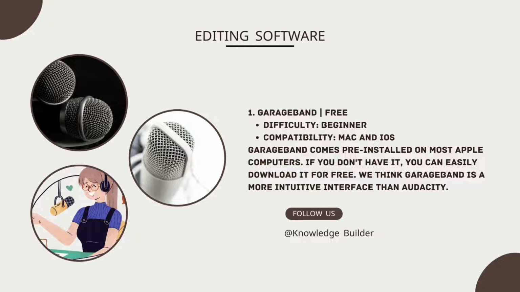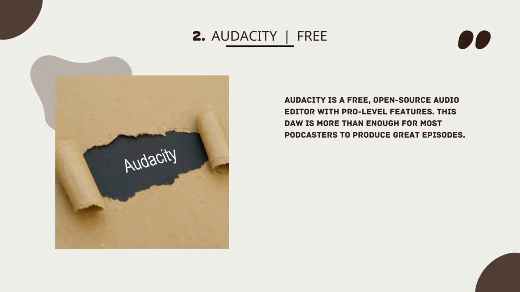Step number 4. Choose your podcast software. Once you've recorded your podcast, it's time to make edits. This is where you can structure your episode and optimize audio. Fortunately, podcast editing software is often affordable or even free. The free editing software are 1. Audacity, 2. GarageBand, 3. Descript.